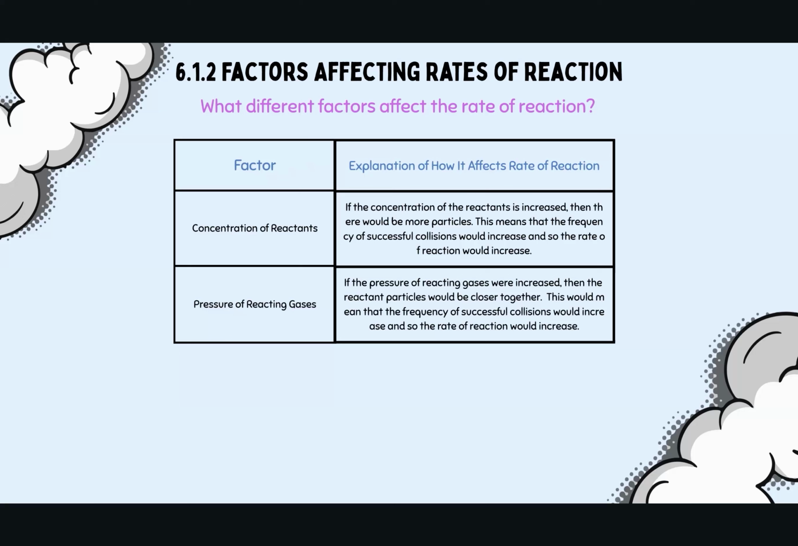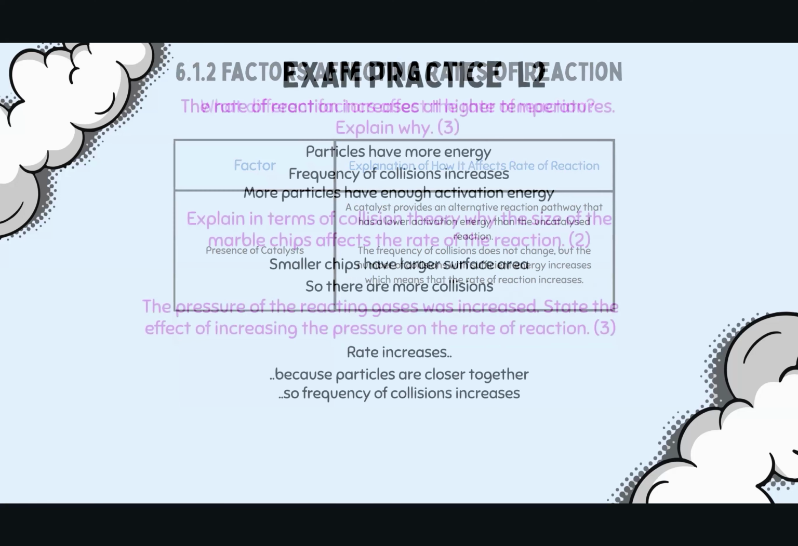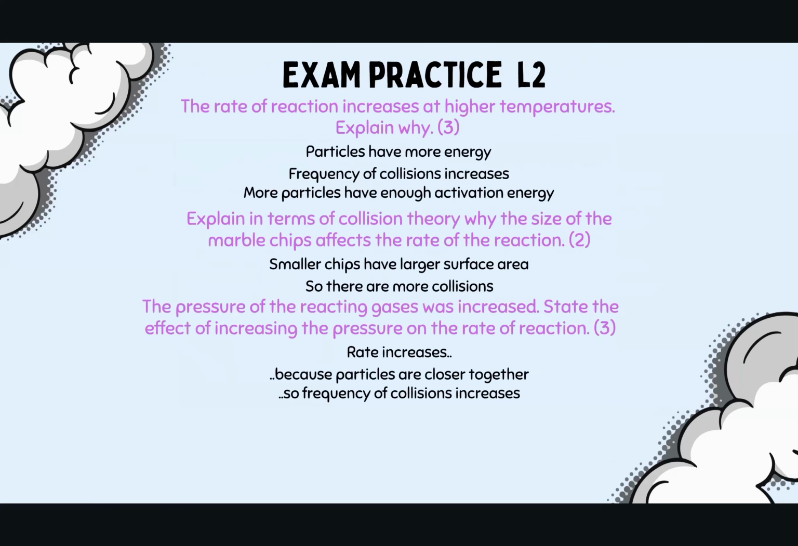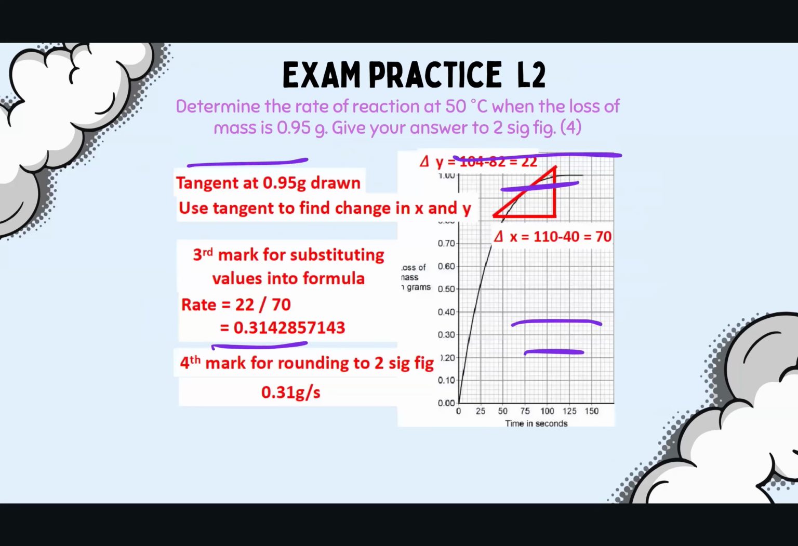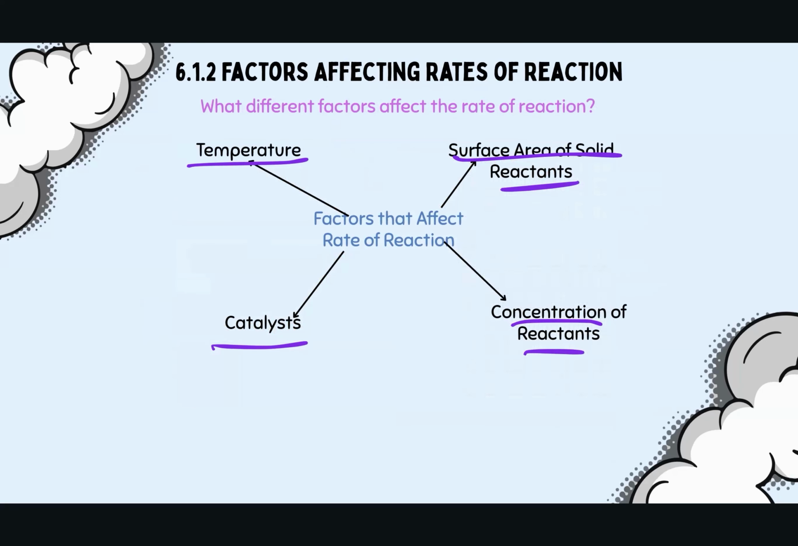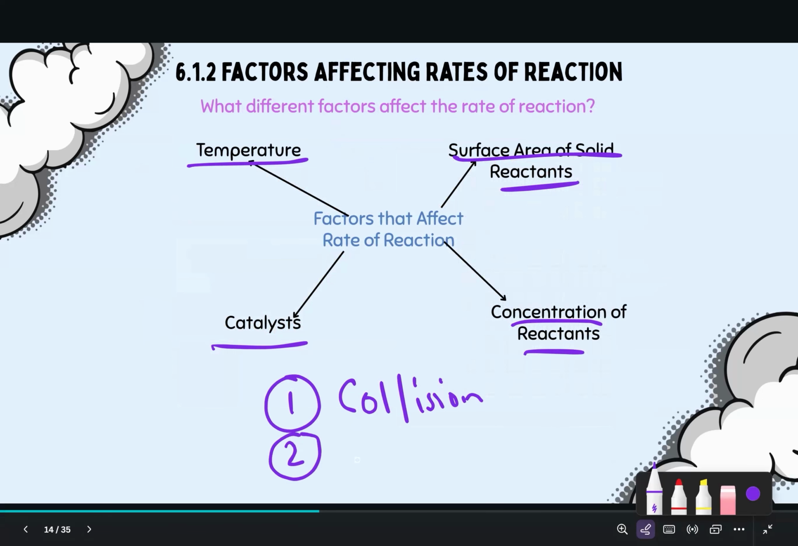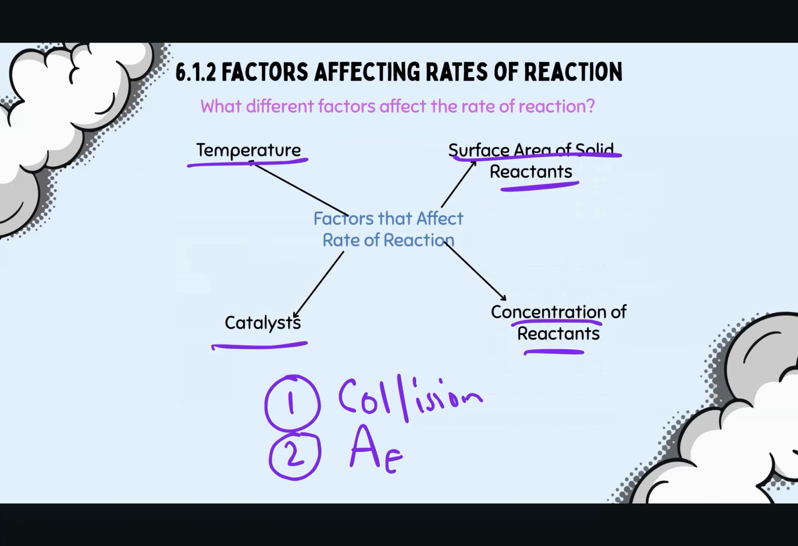Now, in fact, before we look at this, the first thing we actually need to understand is what is a chemical reaction, or what has to happen for a chemical reaction to occur. There are two things that have to happen for a chemical reaction to occur. One, a collision. And the second thing that has to happen is the particles have to have activation energy, meaning they have to have enough energy to react.